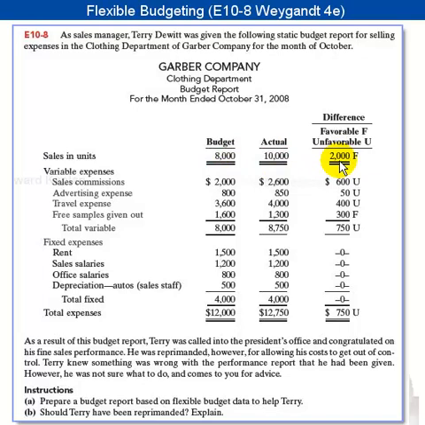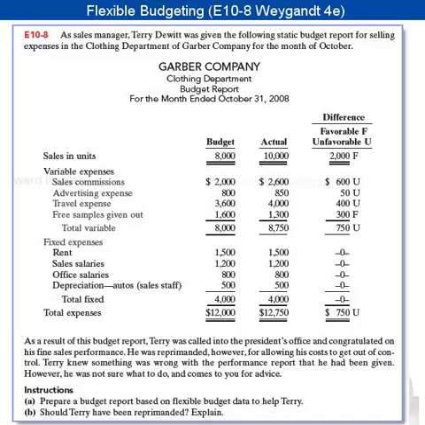Now, in terms of variable cost, based on the budget, he was expected to spend $8,000. He spent $8,750, so that's $750 unfavorable to his budget. At fixed expense, of course, there was no variance because all of those were fixed costs. They didn't change in relation to what happened during the month of October. So his total expenses went from $12,000 to $12,750, and it was unfavorable.